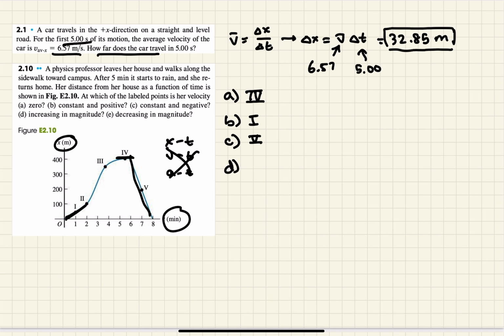For D, increasing in magnitude. So if the velocity is increasing, if the derivative is increasing, that means that the original function is concave up. Looks like point 2 because that's kind of curved upwards. And finally, decreasing in magnitude: if velocity is decreasing, that means the position is concave down. That, of course, is point 3 over here. So this is just a basic analysis of the graph. We didn't really have to calculate any values from this. Just know that velocity is the derivative of position and what that means specifically.